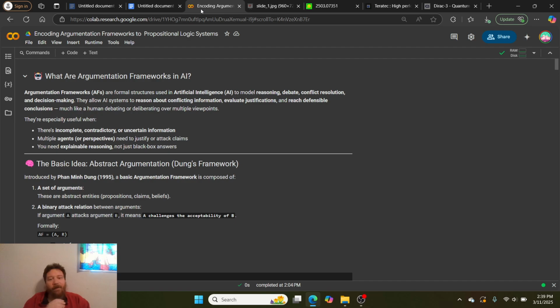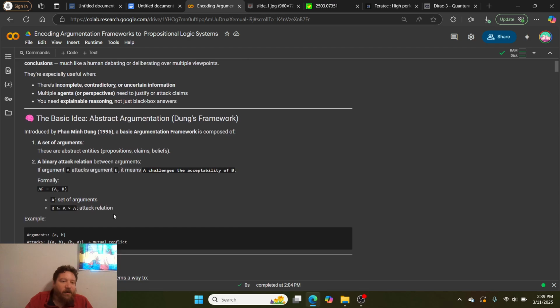That's the exact point. Let's set it up like a debate game, a debate mindset for the AI, and we treat arguments like a debate. Essentially you start off with a set of arguments, which are abstract entities: propositions, claims, and beliefs. Then you attack the arguments, so there is a binary attack relation between arguments. If argument A attacks argument B, it means A challenges the acceptability of B. Is it valid and sound?